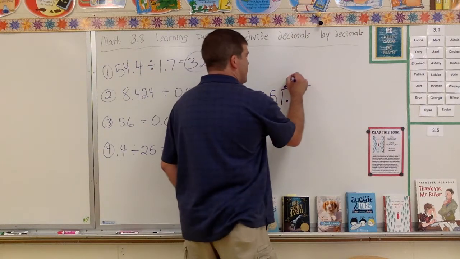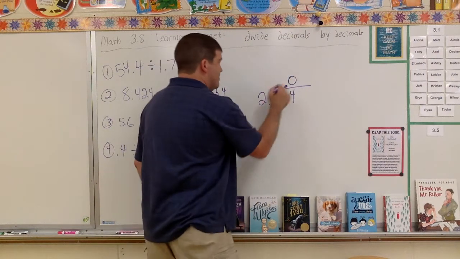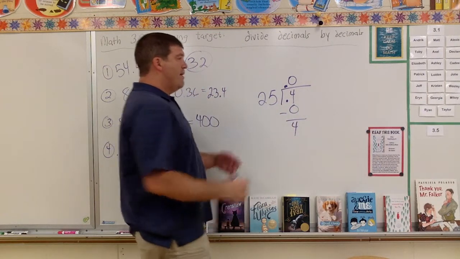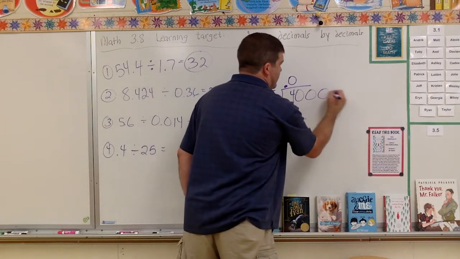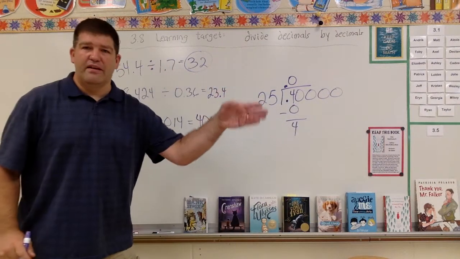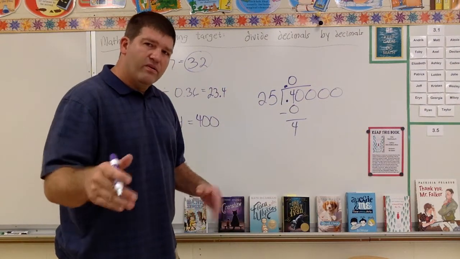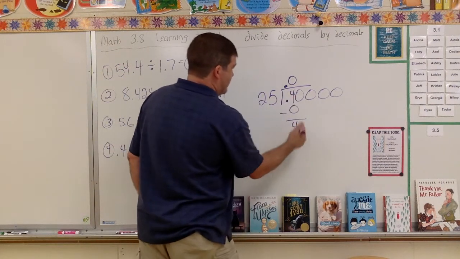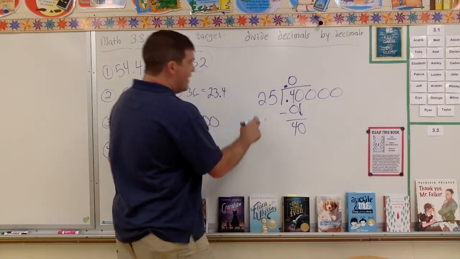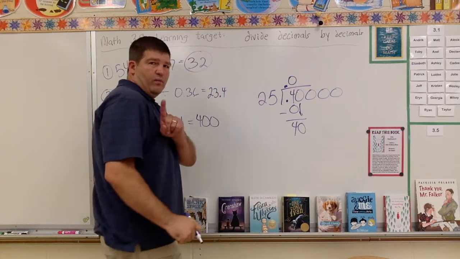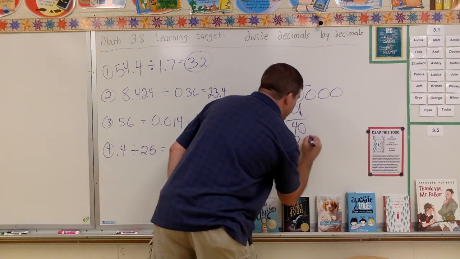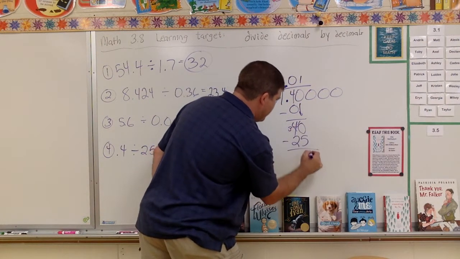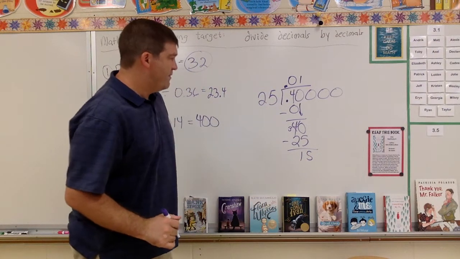25 goes into 4. 0 times 25 is 0. Subtract 4. Now, remember, I can add as many zeros as I need on here until I either get a repeating or it zeroes out. So, now I bring this 0 down. How many times does 25 go into 40? 1 time. 25. Now I subtract this. 3, 10, 5, 15. Okay?